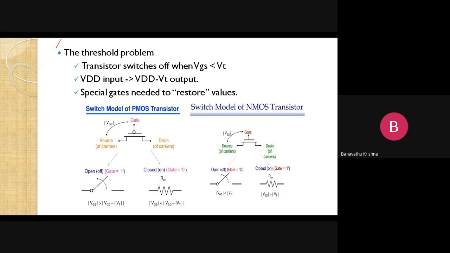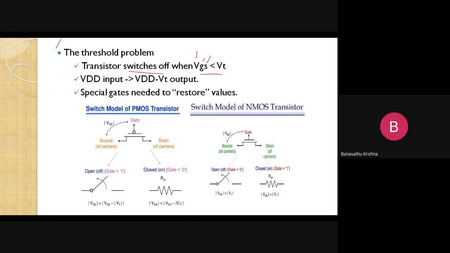Let us see here the threshold problem. The transistor switches off when VGS is less than VT, right? When we apply a voltage at the gate with respect to the source, nothing but VGS, the applied input voltage at the gate, that is less than VT. So it means the switch is off.